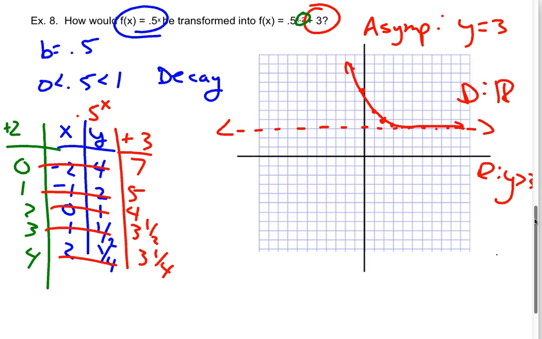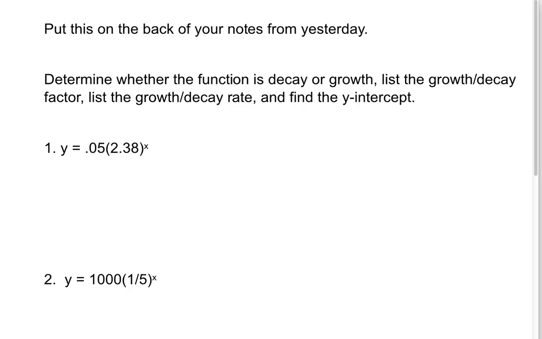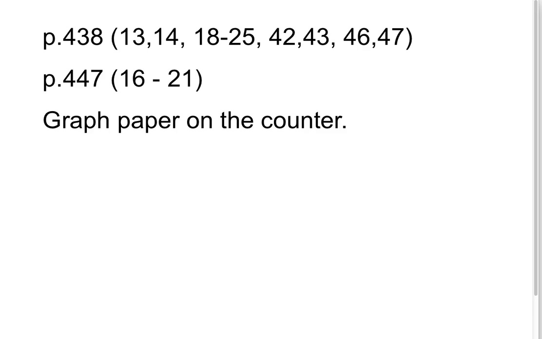So that includes the notes on the graphing. The assignment is right here.